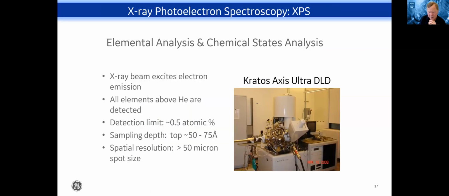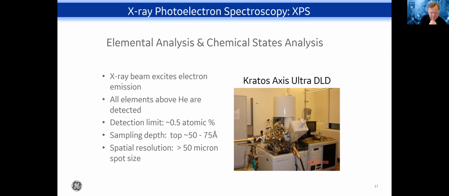The second technique that I want to spend a few minutes talking about is X-ray photoelectron spectroscopy. This is a photo of the Kratos Axis Ultra DLD instrument that we have. The difference with XPS, we have an X-ray beam that excites electron emission. The electrons are ejected and detected. All elements heavier than helium are detected. It has a similar detection limit, about half atomic percent.